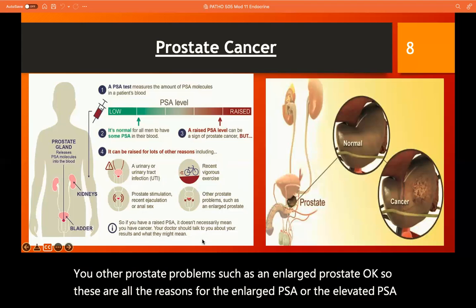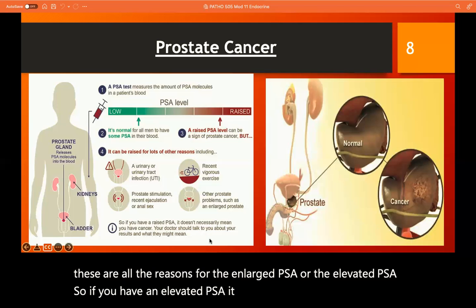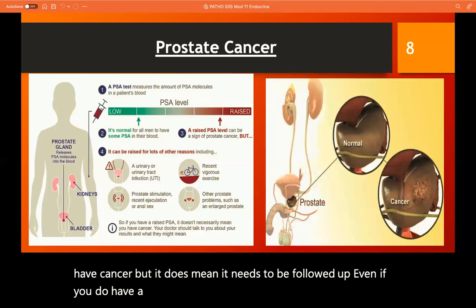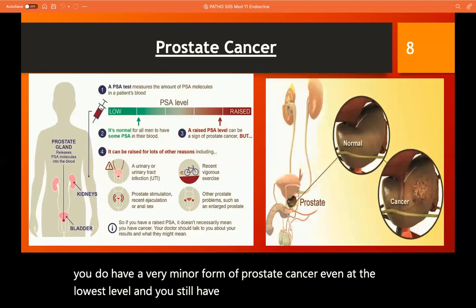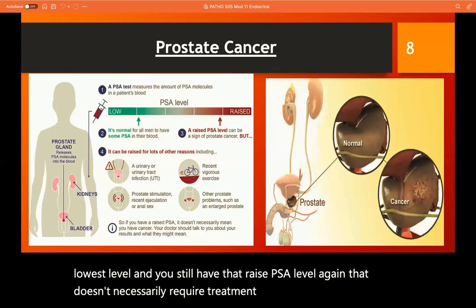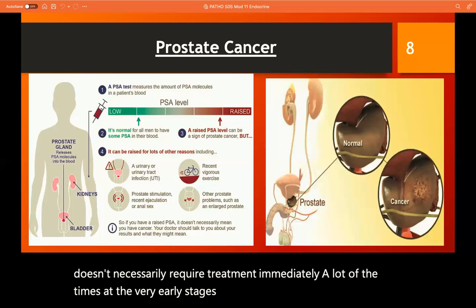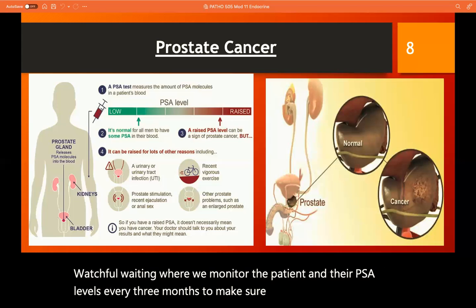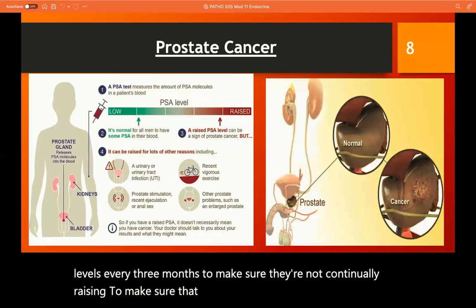So if you have an elevated PSA, it doesn't necessarily mean you have cancer, but it does mean it needs to be followed up. Even if you do have a very minor form of prostate cancer, even at the lowest level, and you still have that raised PSA level, that doesn't necessarily require treatment immediately. A lot of the time at the very early stages of prostate cancer, we do something called watchful waiting, where we monitor the patient and their PSA levels every 3 months to make sure they're not continually rising, that everything stays stable and it's not worsening.